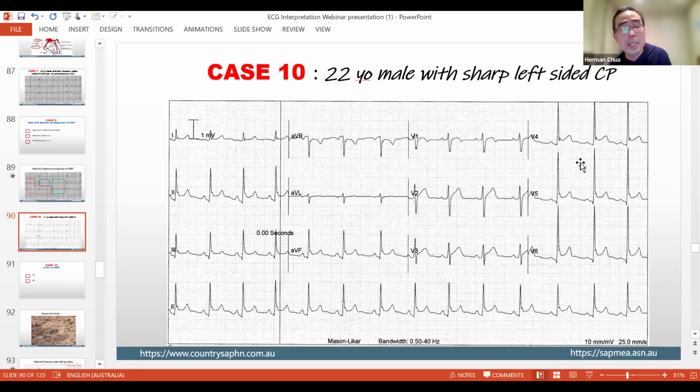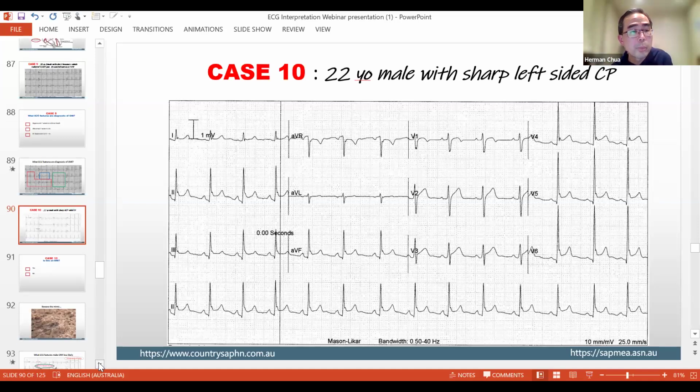I'm not going to say 100%, because there's nothing 100% in medicine, but whenever you see that J wave in association with ST elevation which is concave, most likely it is not OMI. Then you see PR segment elevation in AVR, and PR segment depression in a bunch of other leads. So this is basically pericarditis.